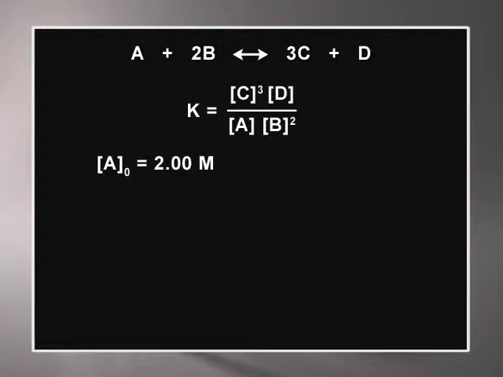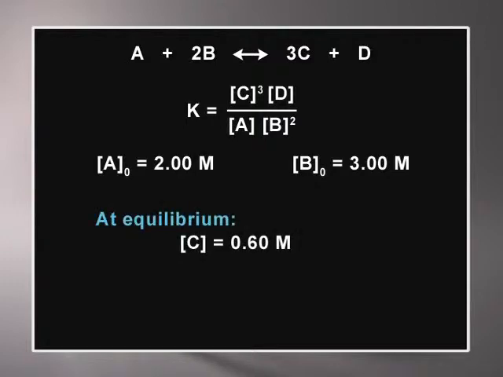The initial concentration of A was 2 molar, and the initial concentration of B was 3 molar. Then they tell me that when I get to equilibrium, the concentration of C is measured and found to be 0.6 molar. I know this number. The equilibrium concentration of C is 0.6 molar, and that has to be cubed. So what would be the equilibrium concentration of D?